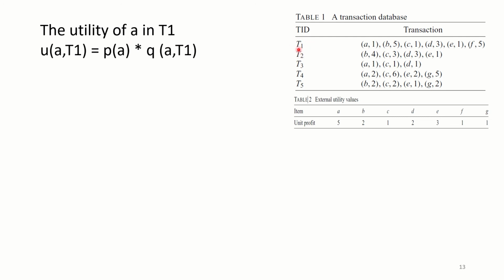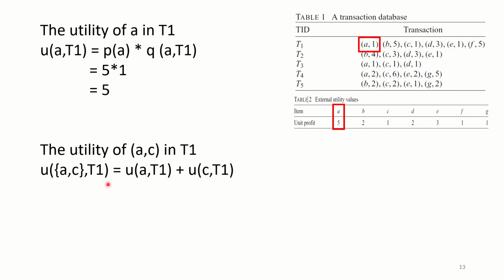So in transaction 1, to find the utility of A, we need to find the external utility and the internal utility of A. The internal utility is 1, the external utility is 5. So when we multiply 5 by 1, we get 5. So the utility of A in transaction 1 is 5. Similarly, the utility of AC in T1 can be found like this.